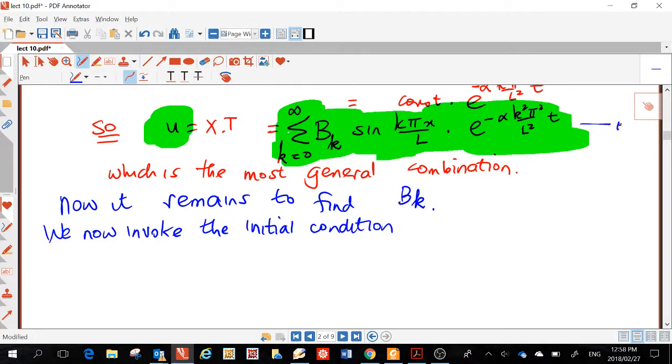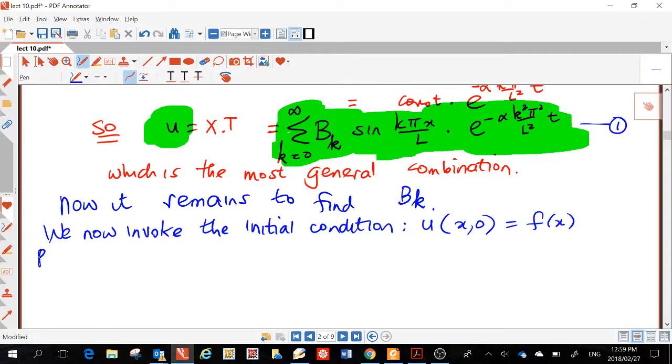We call this result 1. The initial condition was u of x, 0 equals some function of x. At time 0, the temperature depends on the position on the rod. It will have a certain value, and that will be the temperature at time equals 0.